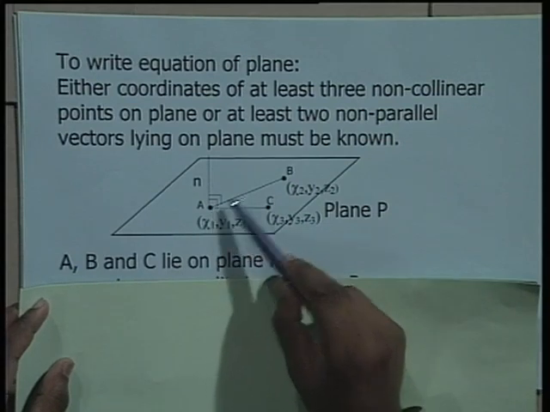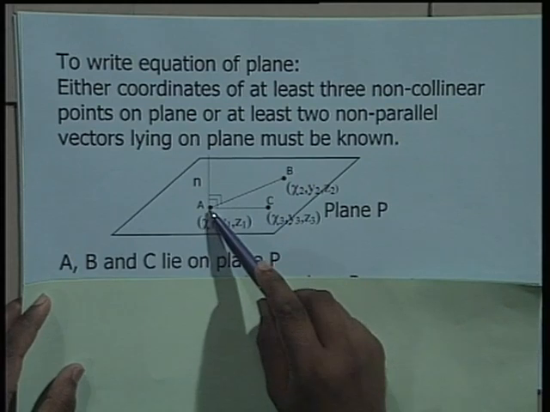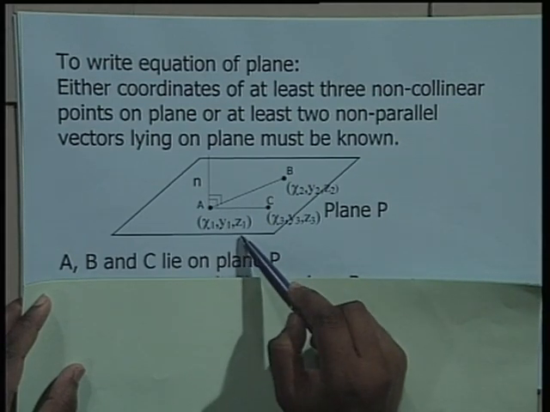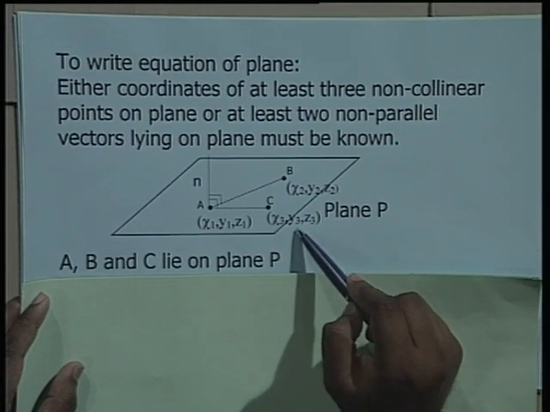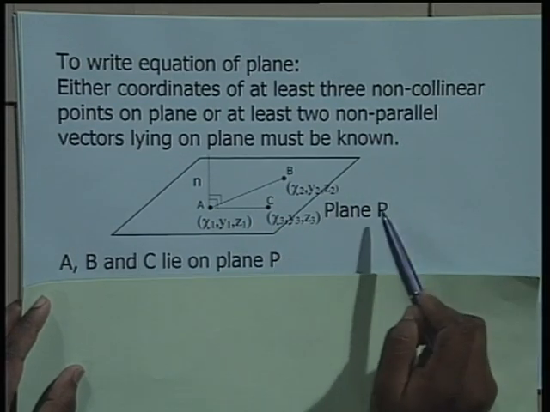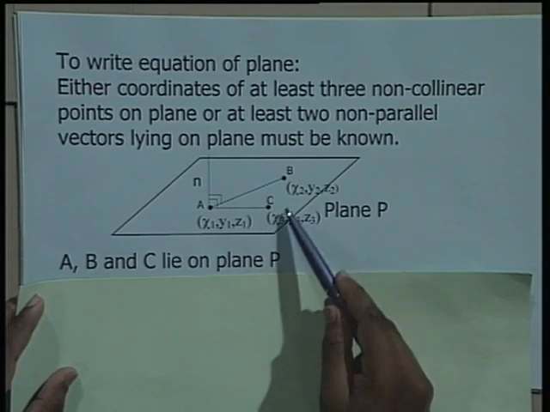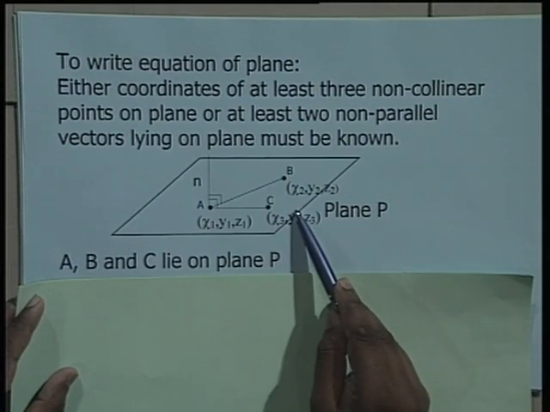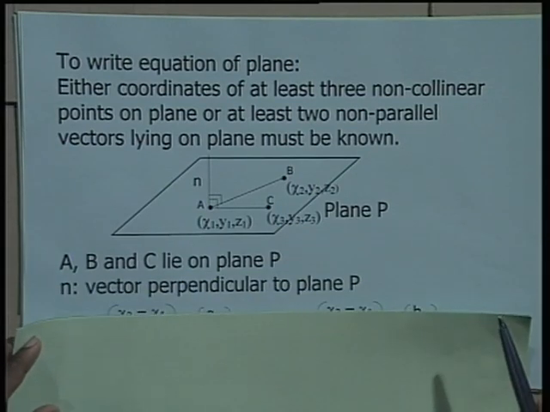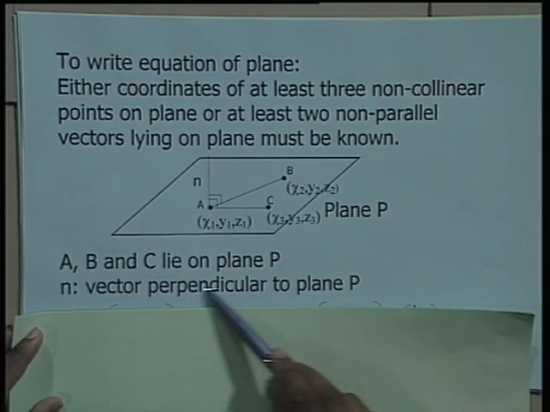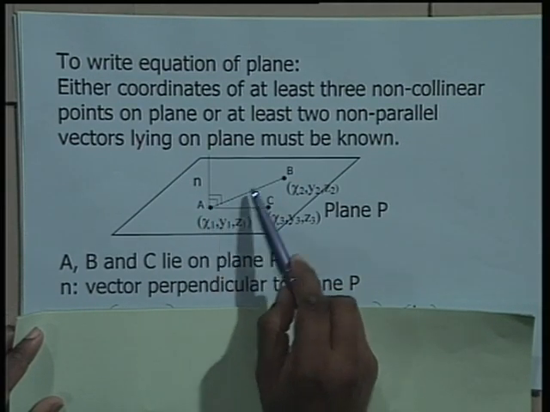Suppose that three non-collinear points are known on the plane. Point A having coordinates x1, y1, z1, point B x2, y2, z2, point C x3, y3, z3. And we want to write the equation of the plane P. So A, B, C are three non-collinear points lying on the plane P, and we would be finding the equation of the plane P. Suppose that n is the vector perpendicular to the plane.